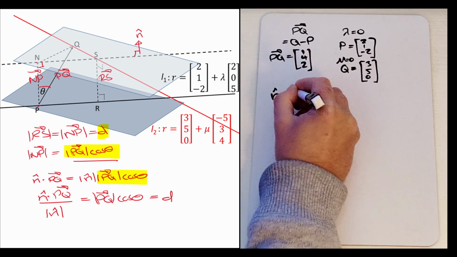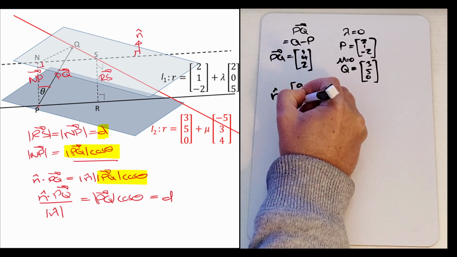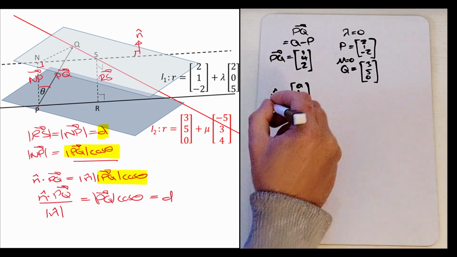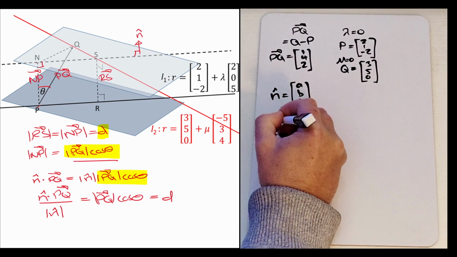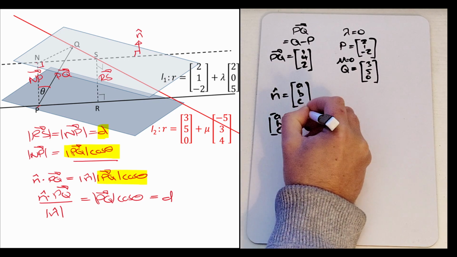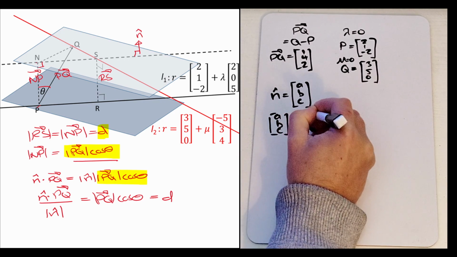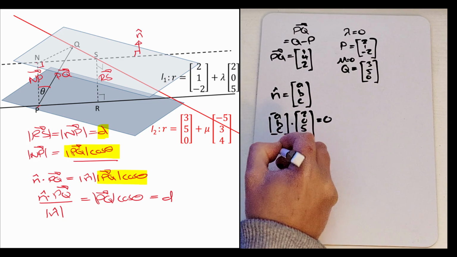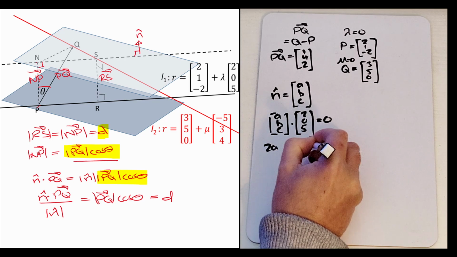Now, I'm going to set n to be (a, b, c), three unknown parameters a, b, and c. So we are needing to determine that. But what we do know is the vector n is perpendicular to both the direction of L1 and the direction of L2. So if we dot (a, b, c) with, first of all, our L1 direction vector, which is (2, 0, 5), we know that that's equal to 0. So from that, we can say that 2a plus 5c equals 0.